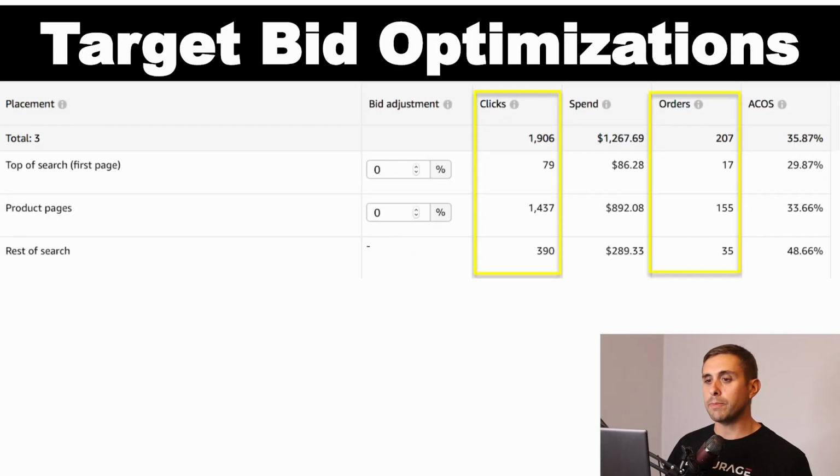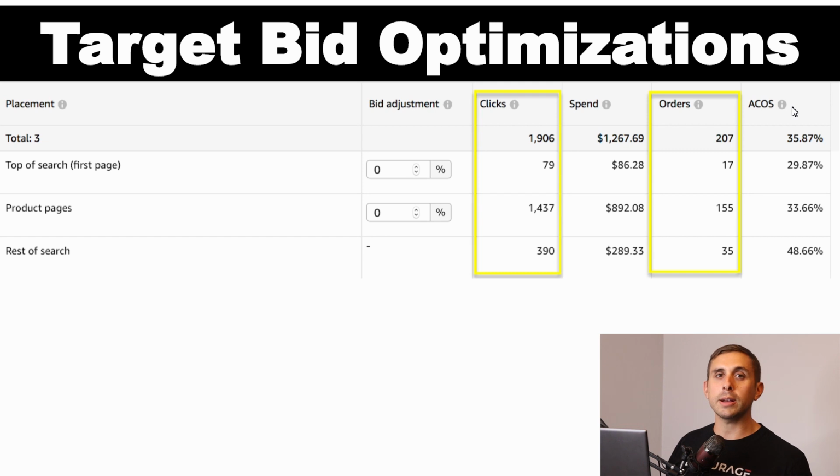Take a look over here, go into Seller Central. You're going to see a couple things. The different placements: you have top of search, product pages, and rest of search. Then we have the actual bid adjustment, which you can only do for top of search and for product pages. And you can see here, we have it set to 0. Now take a look at your clicks and your orders and your ACOS.